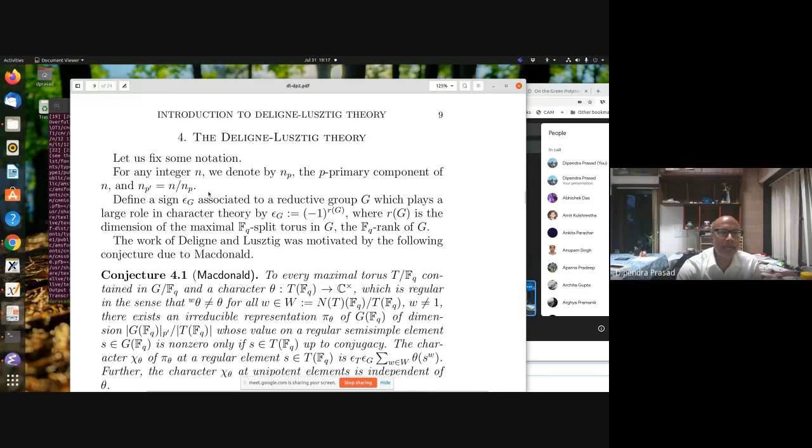So then I define this sign associated to a reductive group G. It's amazing how important this sign is. The sign epsilon_G associated to a reductive group is (-1) to the power r_G, the rank of the group, where r_G is the dimension of the maximal F_q-split torus in G. Part of what we will be doing is that this allows you to construct a function on a group G. To each element, you associate the sign of the centralizer of the semi-simple part of that element.